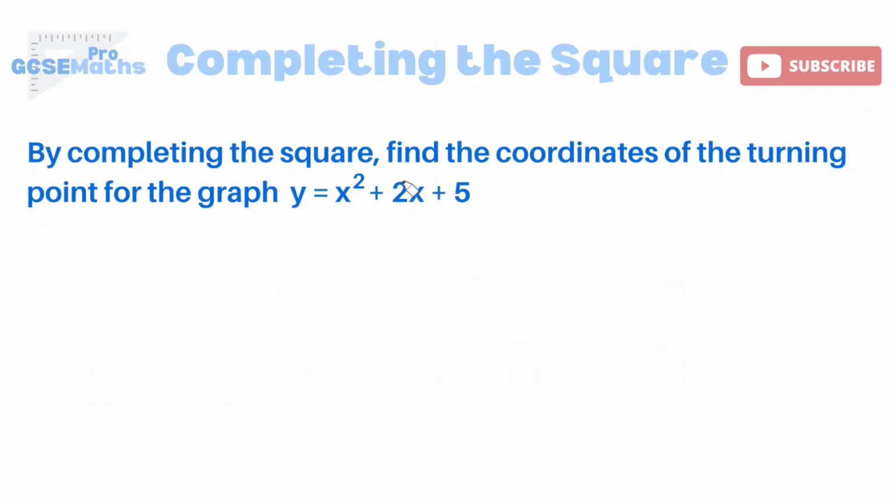So they've said here, by completing the square, find the coordinates of the turning point for the graph y equals x squared plus 2x plus 5. Again, they've not mentioned anything to do with drawing a graph. Obviously, if they've shown you a graph and they say, what are the turning point coordinates, you just look at it, right? But they're not really going to do that. I think they would more likely do that in foundation. So we're not going to draw any graphs.